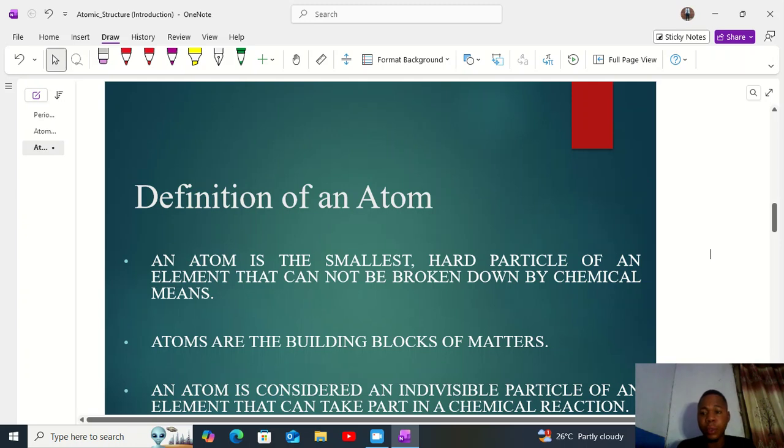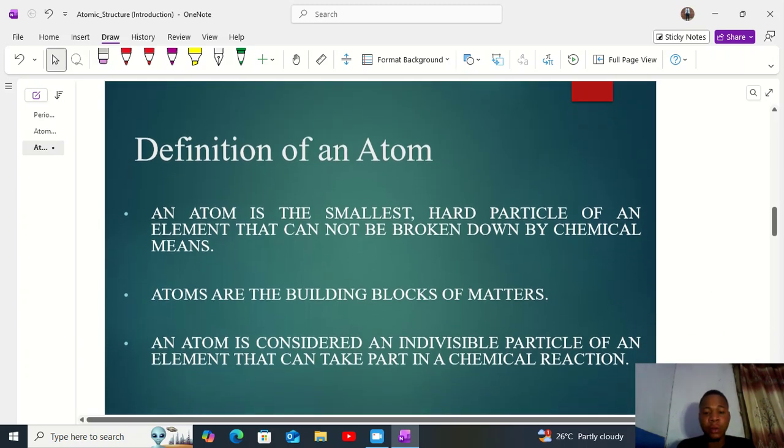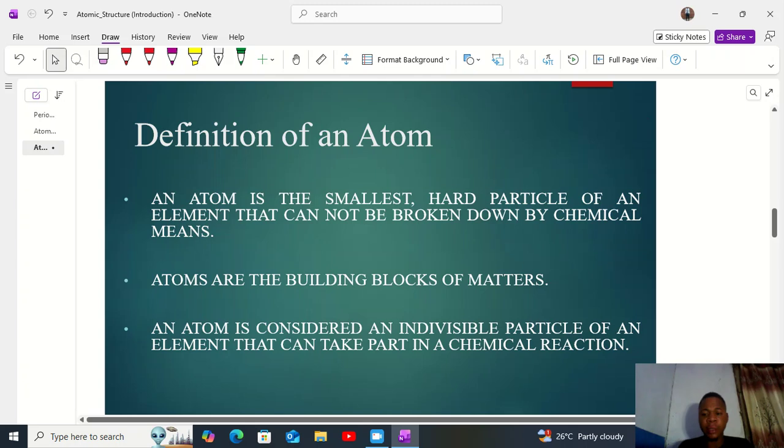And also, it is important that we say that an atom is the particle of an element that can take part in a chemical reaction. So what this means is that it is only an atom that can be a particle in a chemical reaction. I believe you are following. What is a chemical reaction? Basically, a chemical reaction is the transformation of a reactant to a product. A chemical reaction is made up of two parts: we have the reactant part, and we also have the products part.